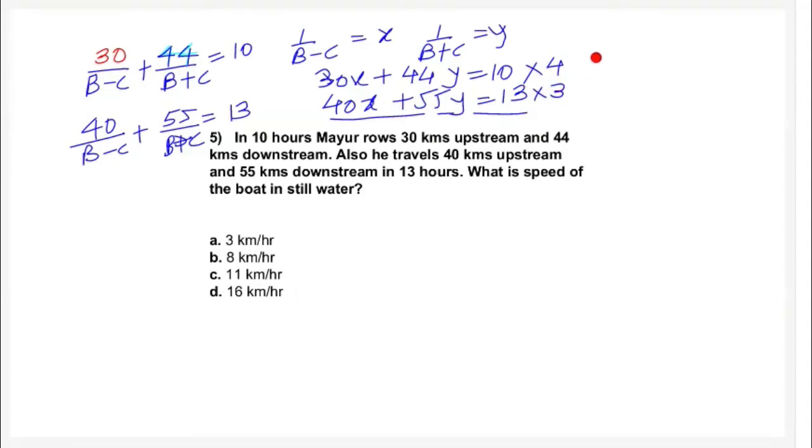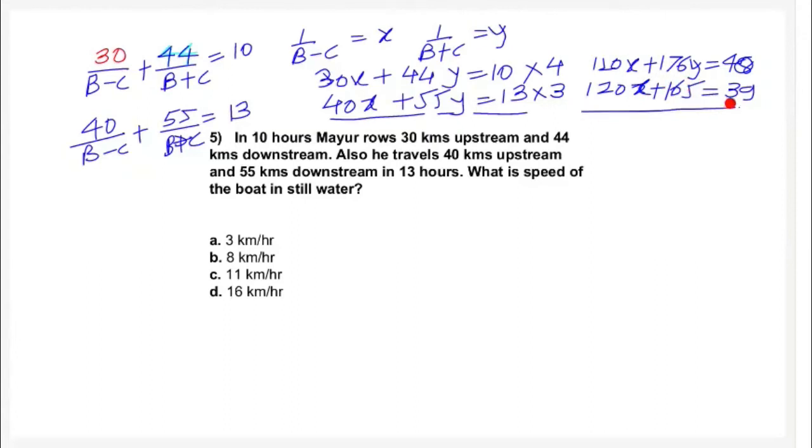Now considering this, we'll multiply equation 1 by 4 and equation 2 by 3. So it becomes 120x plus 176y is equal to 40, since 10 into 4 is 40. And 13 into 3 is 39, so 120x plus 165y is equal to 39. Subtracting this, you will get 11y is equal to 1.